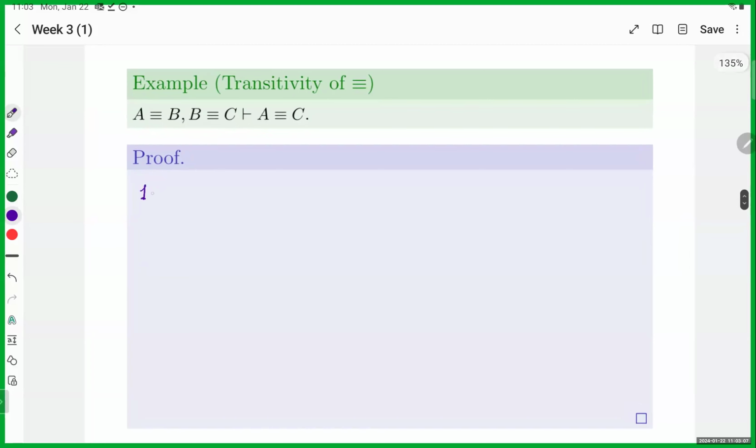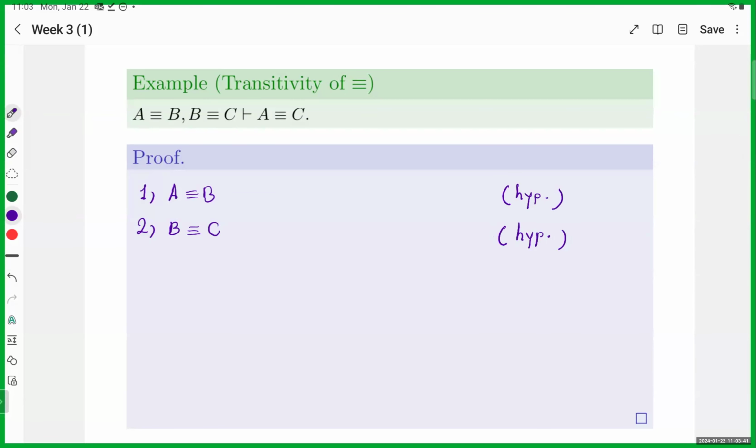Step 1, I can write any hypothesis. I write our first hypothesis. I annotate here that this is the hypothesis. Step 2, I can write again any hypothesis. I'll write our second hypothesis. B is equivalent to C is a hypothesis. Now I don't have more hypotheses, so I better get creative.